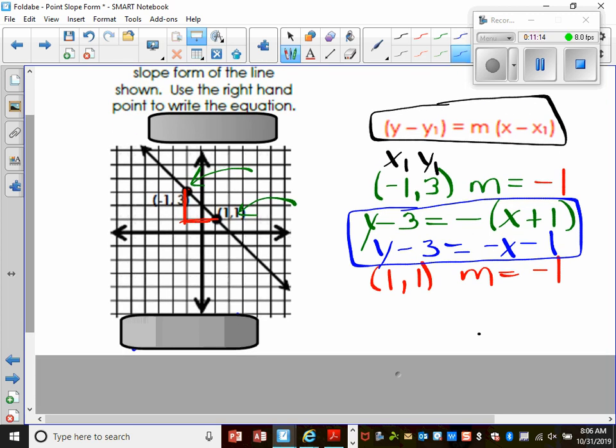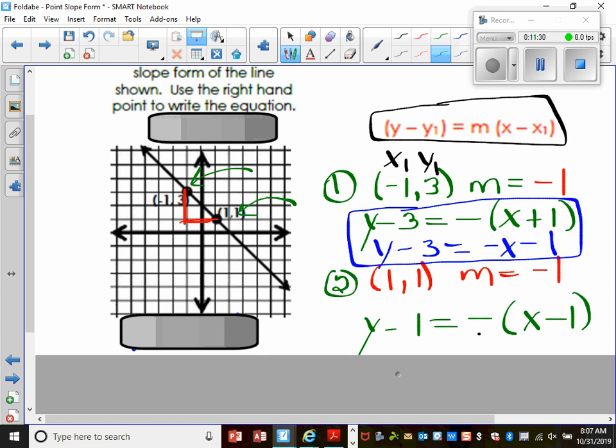All right, so let's do the next one. So this will be y minus 1 equals, again, that negative, and then x minus 1. Okay, that will be for the second point. So I'm going to call this point 1 and point 2 because there are 2 points on this particular graph.